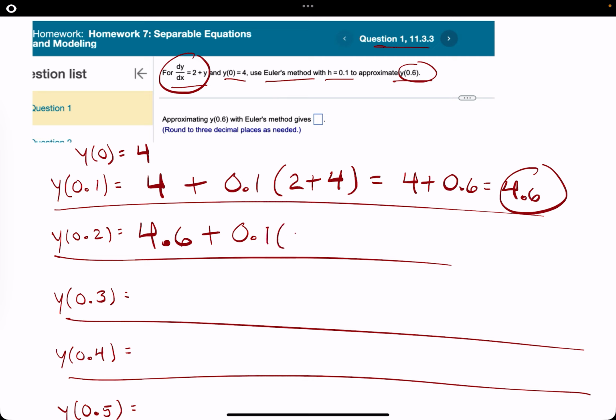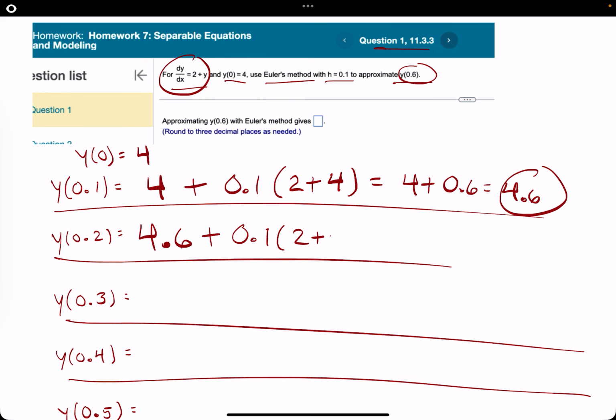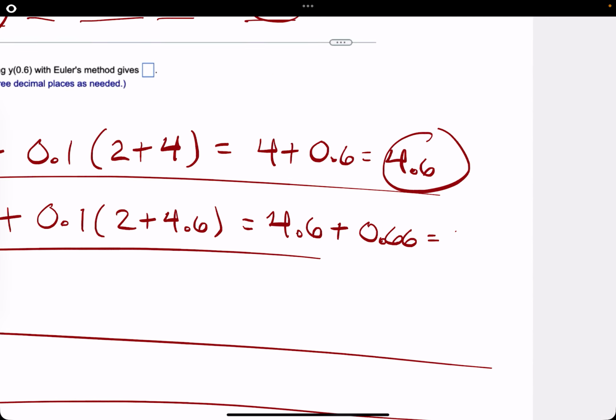So we use that to then approximate the next y value at 0.2. So we do 4.6 plus 0.1, the step size, times the dy over dx of 2 plus y. And again, we use the previous y value, so 4.6. And so we have 4.6 plus 0.1 times 6.6. So 6.6 times 0.1 would be 0.66. So now we have 5 point something. I don't want to get it wrong. I'm going to go 5.26, I believe. Hope that's right. Let's keep it going.